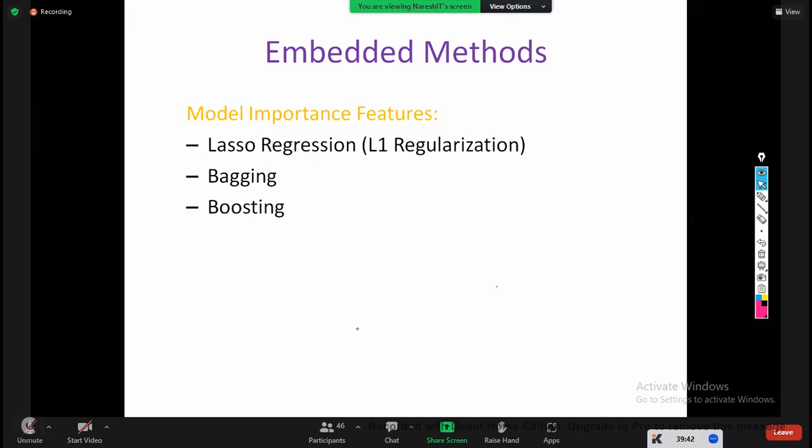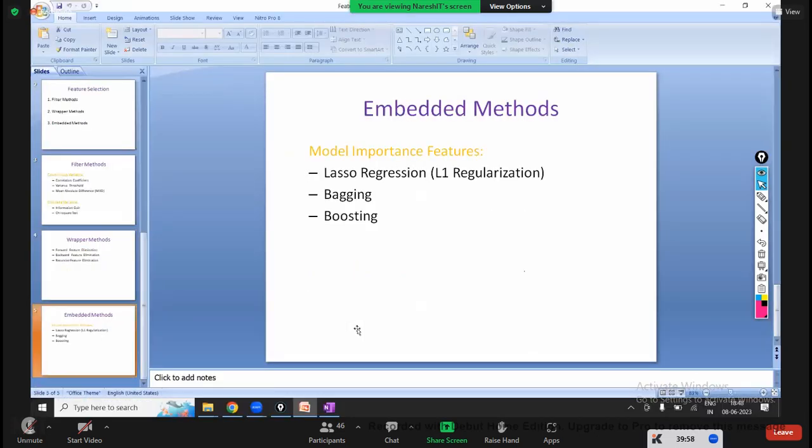These three of them come under embedded methods. This will be done only after the modeling. Okay. The model will tell which features are important. The model will tell which features are unimportant. Is that clear, guys? Done. So that is with respect to what are called feature selection techniques.